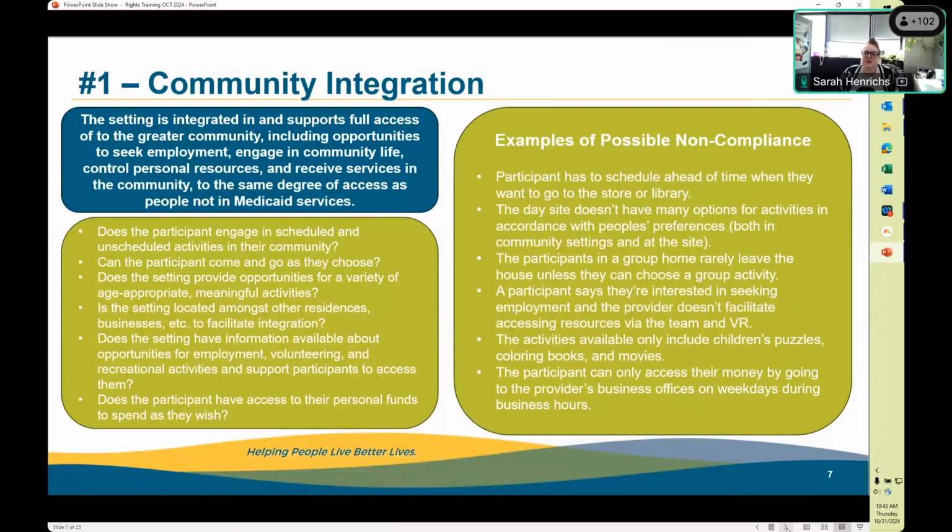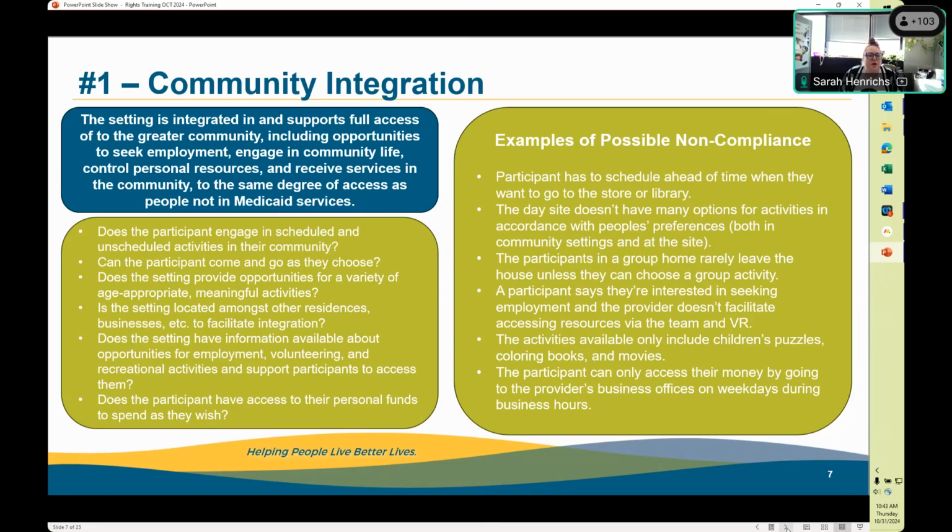So the first one is community integration, rule number 1. The setting is integrated in and supports full access to the greater community, including opportunities to seek employment, engage in community life, control personal resources, and receive services in the community to the same degree of access as people not in Medicaid services.